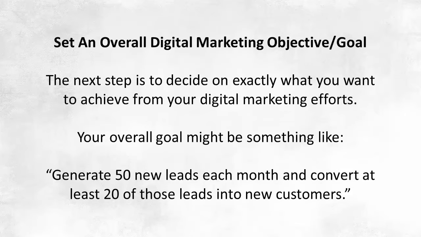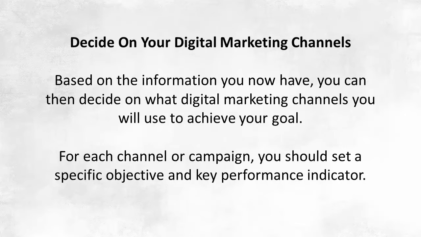Set an overall digital marketing objective or goal. The next step is to decide on exactly what you want to achieve from your digital marketing efforts. Your overall goal might be something like generate 50 new leads each month and convert at least 20 of those leads into new customers.